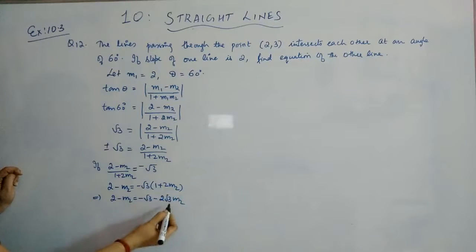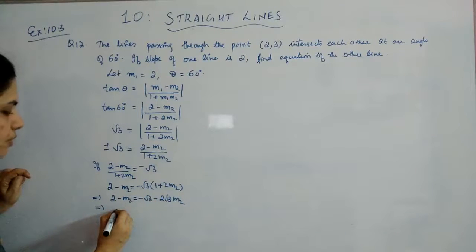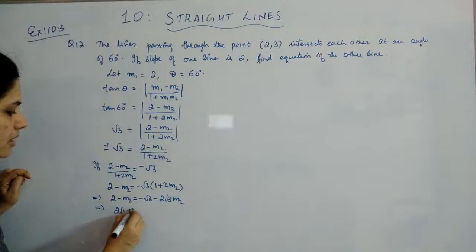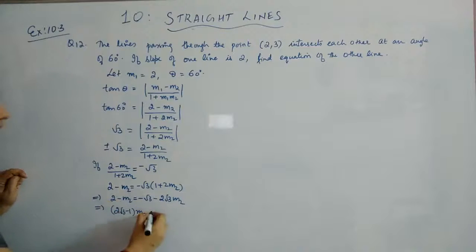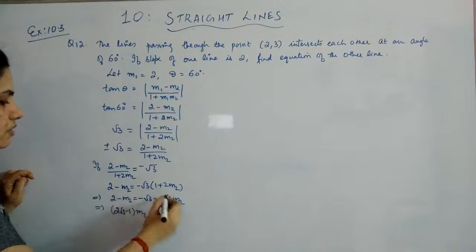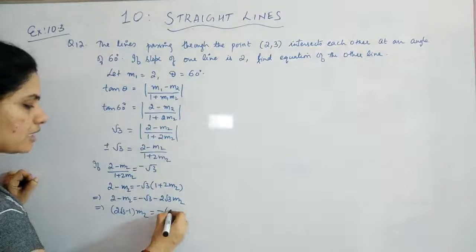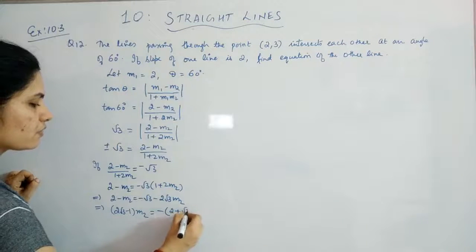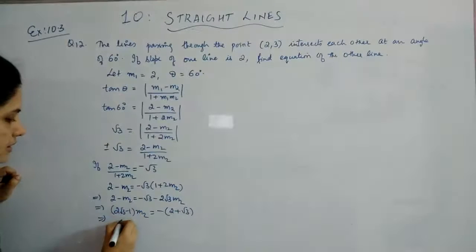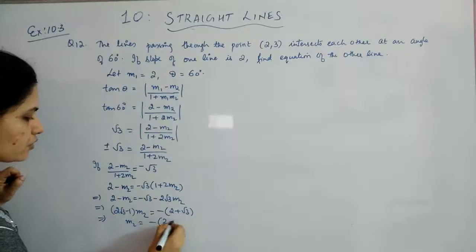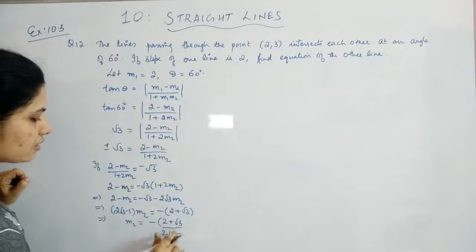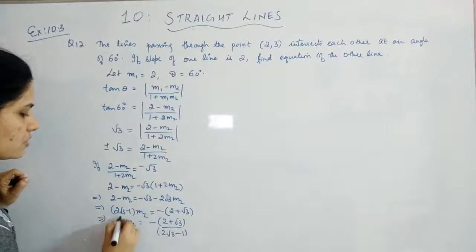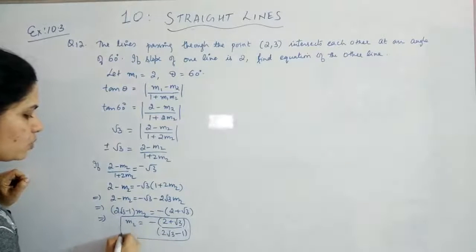Now, collecting the terms of m2. Here you have negative, this is coming here, means it will become positive, so that it is 2 root 3 minus 1 into m2. Here you have negative, so this is minus 1, this will become positive, is equal to here negative root 3, and this will go there, that means both are negative. So you can take out negative sign, so that it is minus of 2 plus root 3, that is m2 will give you minus of 2 plus root 3 by 2 root 3 minus 1. So this is your second m2.